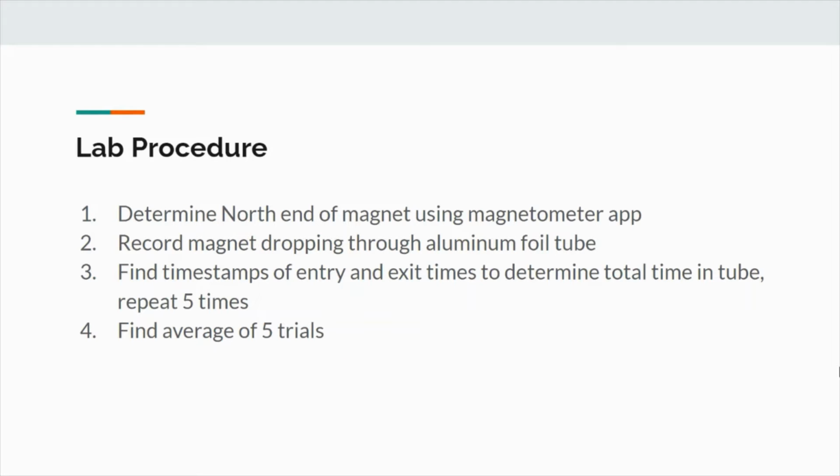In the lab, the procedure was first to determine the north end of the magnet using the magnetometer app, then record the magnet dropping through the aluminum foil, find the timestamps of entry and exit to determine the total time in the tube, repeat this 5 times, and then find the average of these 5 trials.